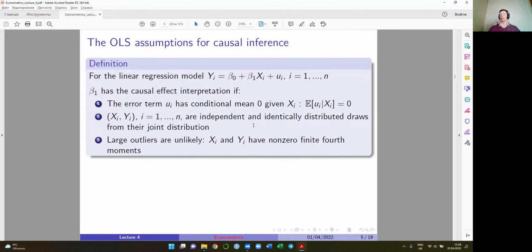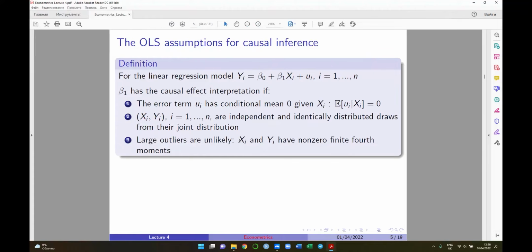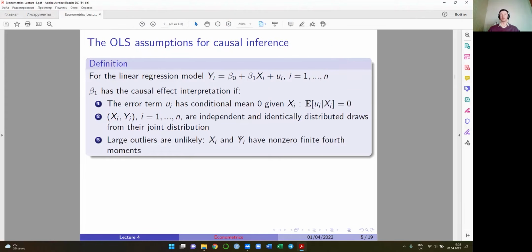The large outliers are unlikely. So this is the assumption in words, and a more technical definition of this assumption is the following. So x and y have non-zero finite fourth moments.